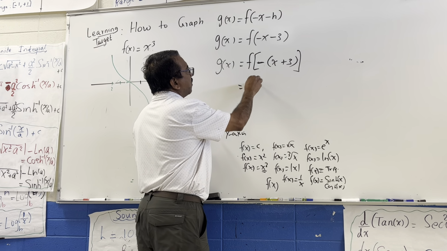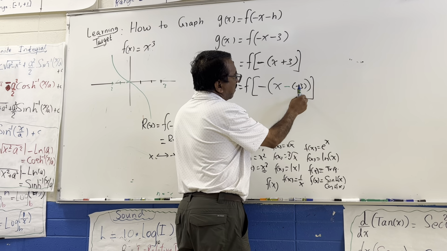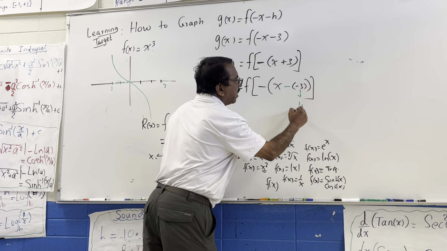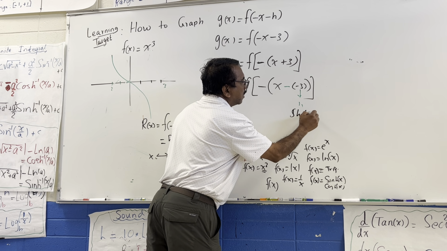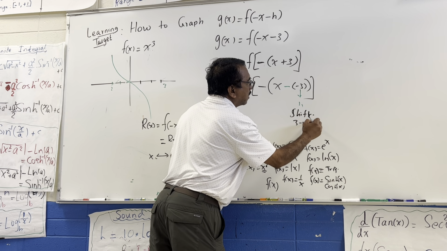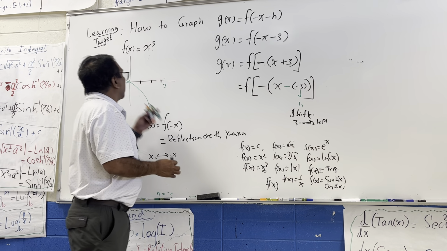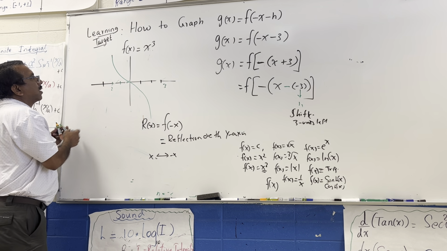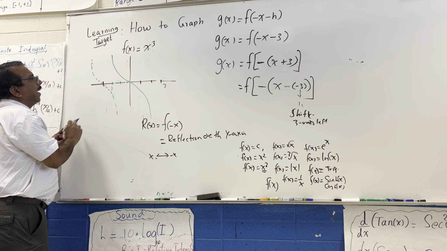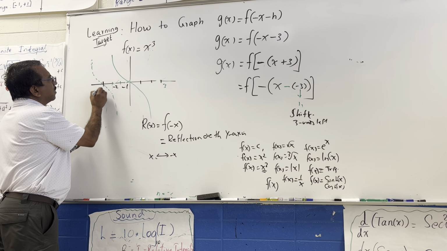It's f of minus x, and I'm going to write this minus 3, and then that means this is that h. It means you are shifting 3 units left. Means if this is the graph, now the graph will be here. This graph will be this one, and this is -1, that's -2, that's -3.